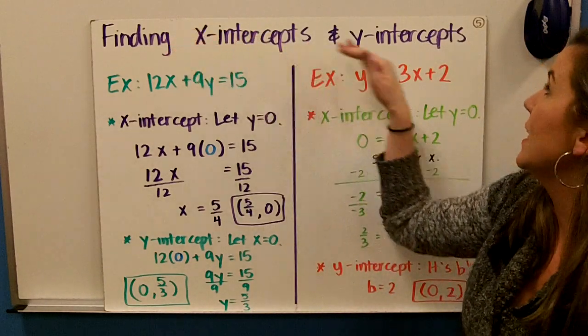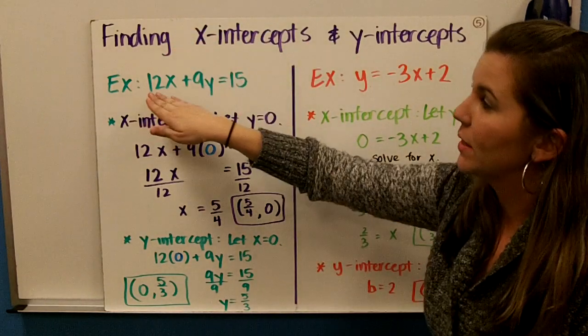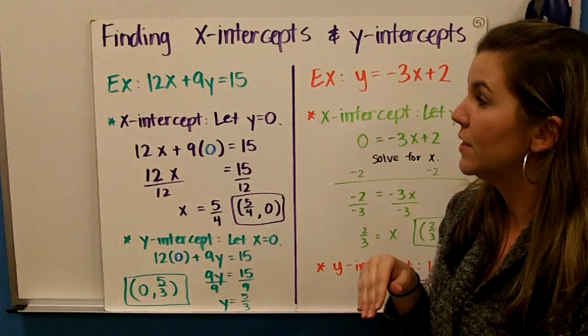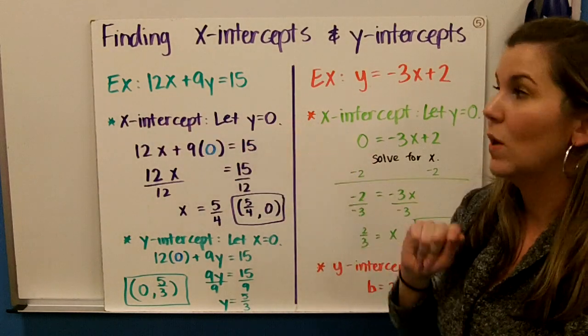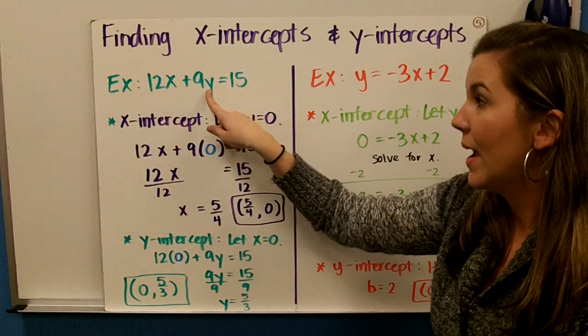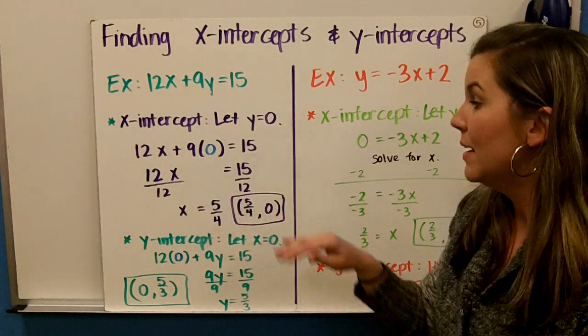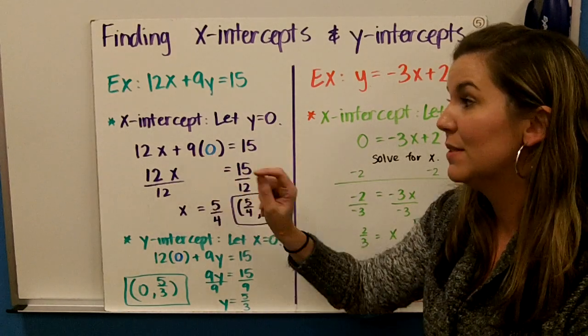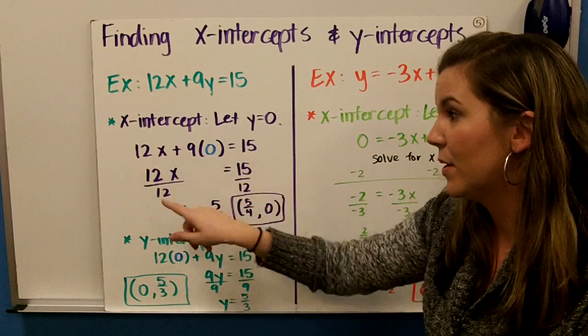Here's how to find x and y intercepts. So for example, 12x plus 9y equals 15. For the x-intercepts, let y equal 0. Take y out and put a 0 in instead. Then solve the equation. 9 times 0 is 0, so it disappears.